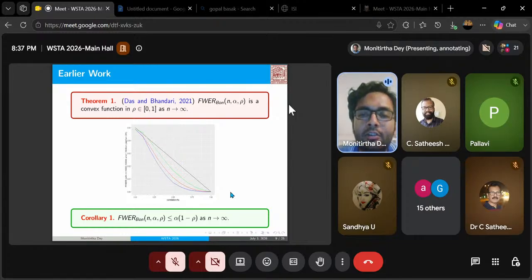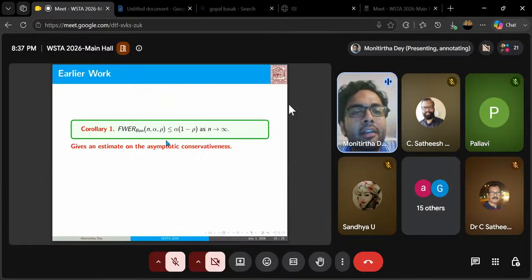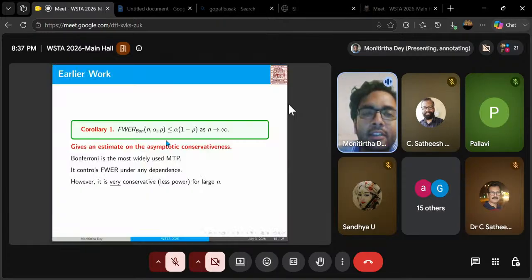As an immediate consequence, the Bonferroni FWER is asymptotically upper bounded by this straight line, alpha times 1 minus rho, as n tends to infinity. So, for example, when rho is equal to 0.5, Bonferroni is asymptotically controlling the FWER at level alpha by 2. This is very conservative. So this corollary gives an estimate of the asymptotic conservativeness.